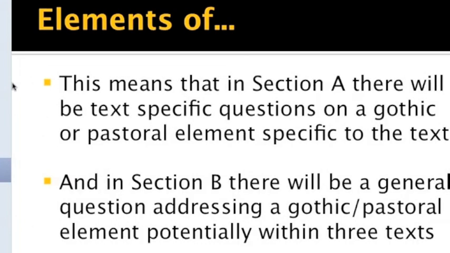So this means in Section A, there will be a text with a specific question on the Gothic element that's relevant to that text. So you're really writing about the text in relation to that whole Gothic element that is the heart of the question. Now in Section B, there's a general question addressing the Gothic element, potentially within 3 texts. So you really are talking about the Gothic there, and the way each text reveals those Gothic elements.